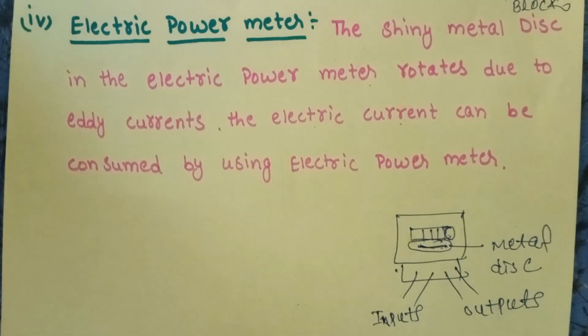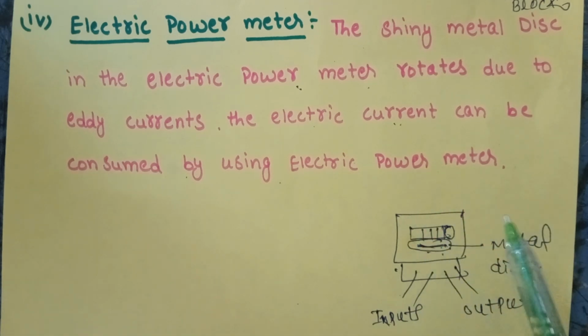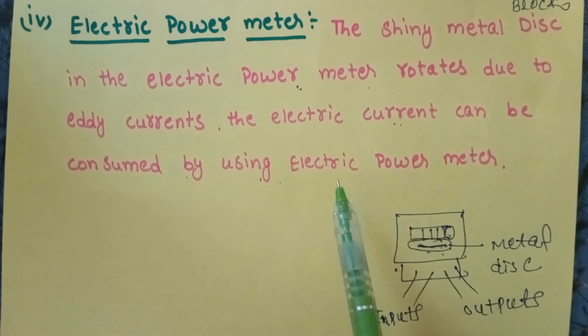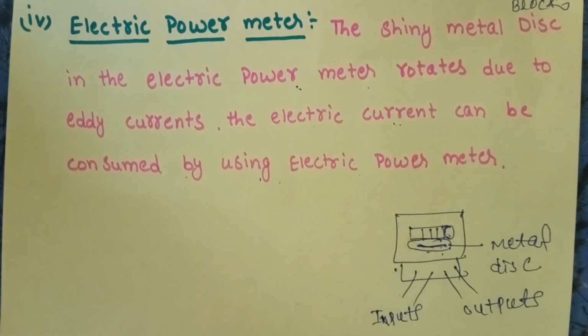Electric power meter. The shiny metal disc in the electric power meter rotates due to eddy currents. When eddy currents are activated, at that time the shiny metal disc rotates. The electric current can be measured by using the electric power meter, and we can measure the electric power consumed.